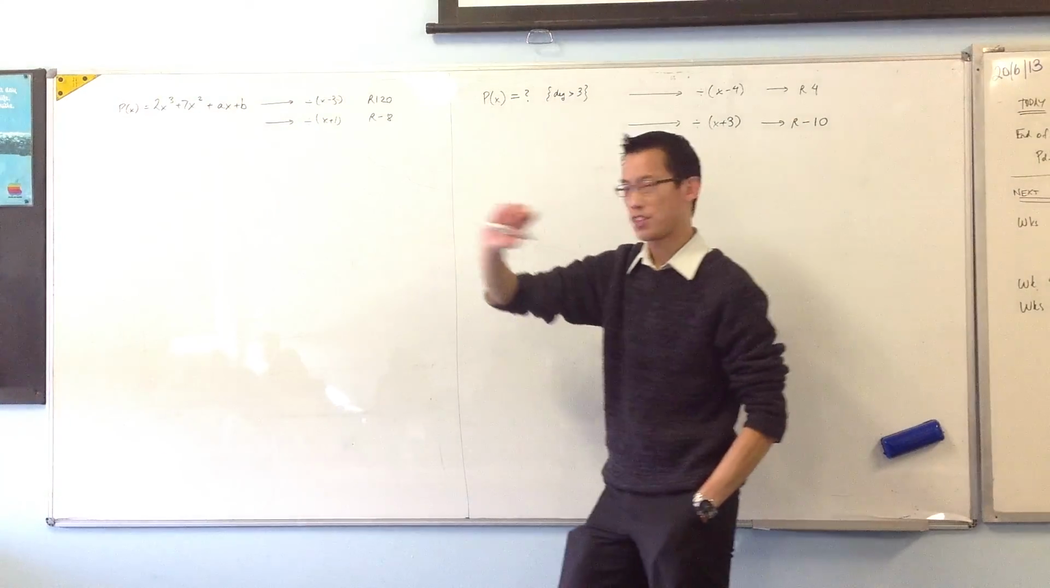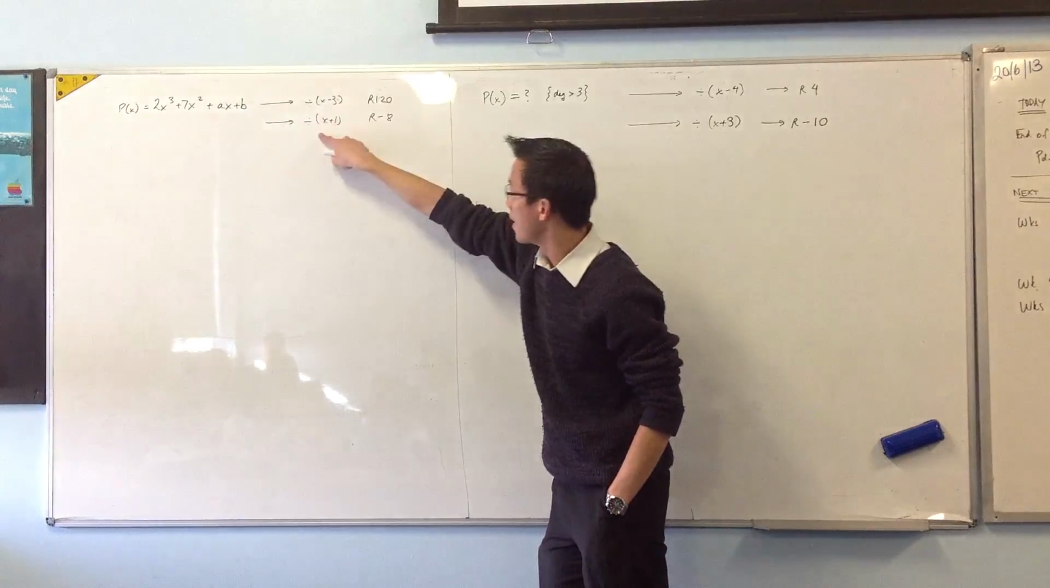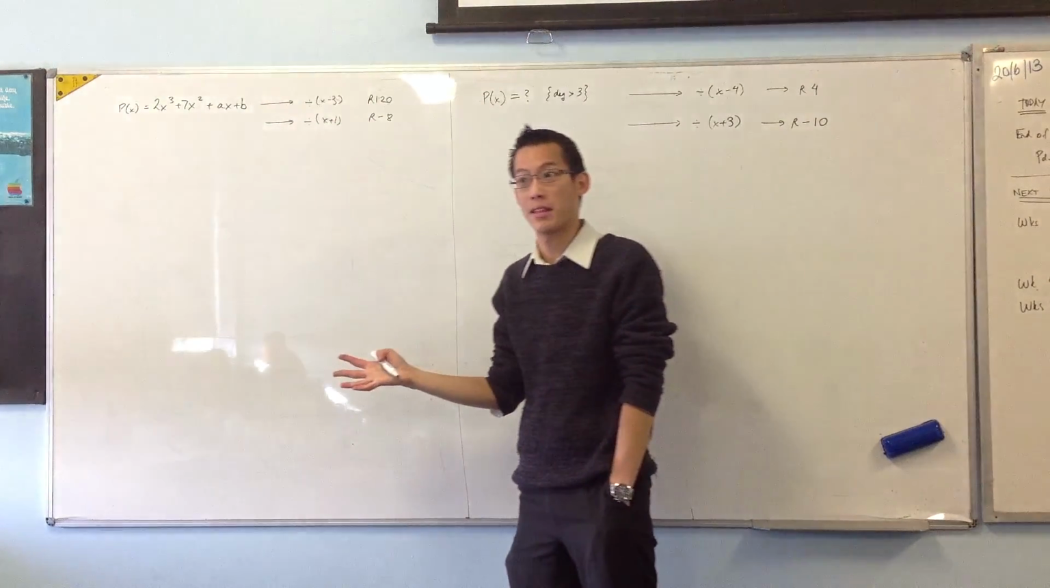I would do this question. It just says, here's a polynomial. You divide by this, you'll get that remainder. You divide by this, you get a different remainder. Okay, so how does it work? Well, it's a pretty straight use of the remainder theorem, right?